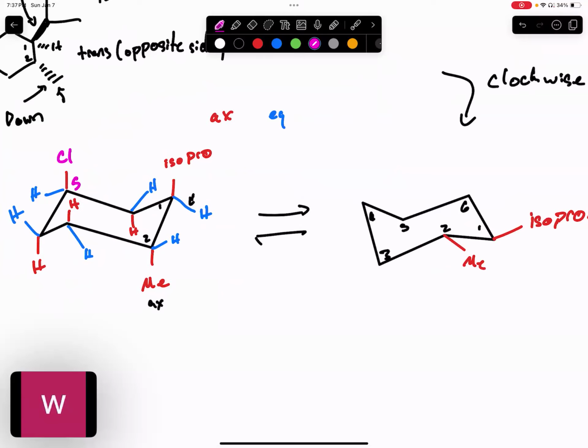But can you tell me whether it would be equatorial or axial? It would be equatorial. Okay, so it would be pointing up equatorially, right? It would be pointing this way up, and it would be equatorial, right? Yeah. Equatorial, right? So do you get how when the ring flips, whatever is axial becomes equatorial, whatever is equatorial becomes axial? Thank you.